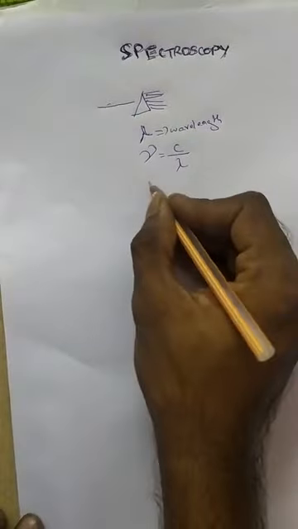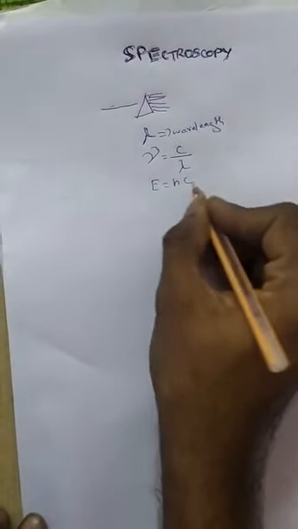And E is equal to hc by lambda, where h is Planck's constant. So these are the basic things you must know about spectroscopy, and there are two types of spectroscopy: one is absorption spectroscopy, and another one is emission spectroscopy.